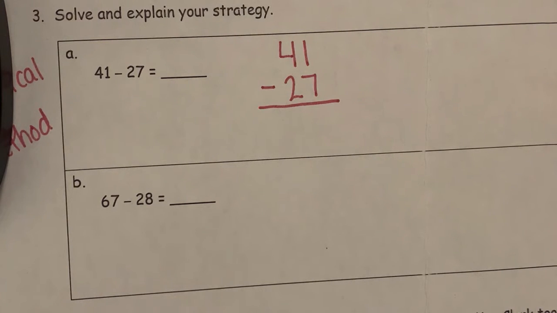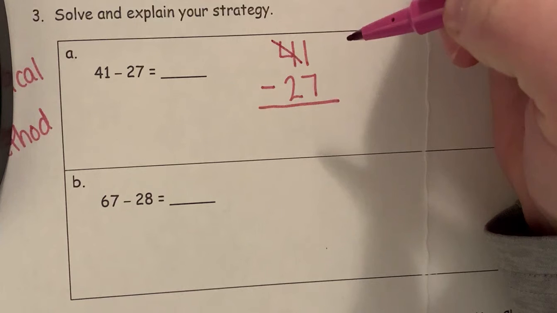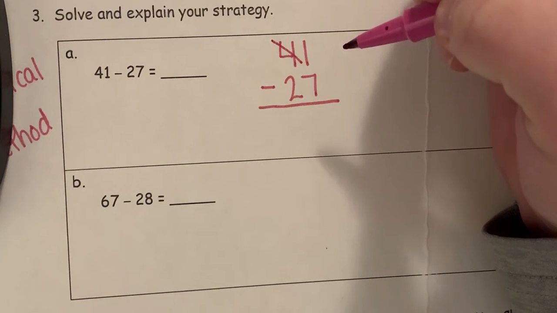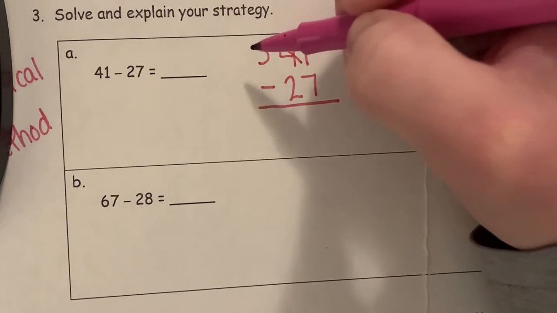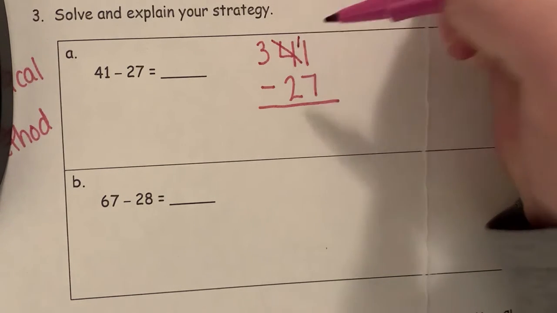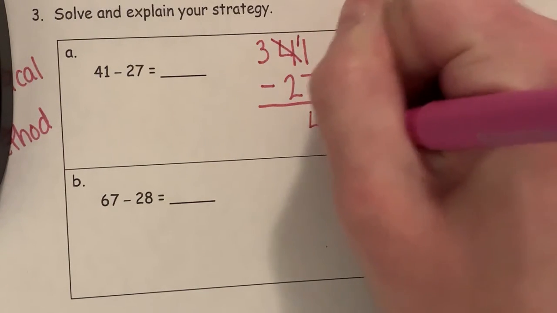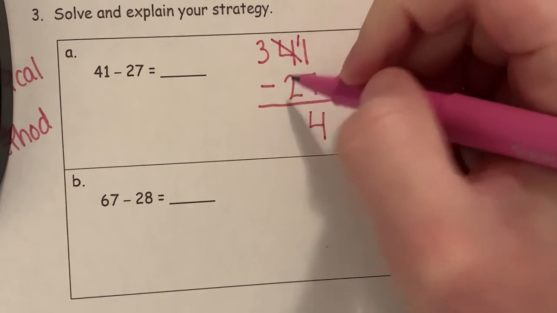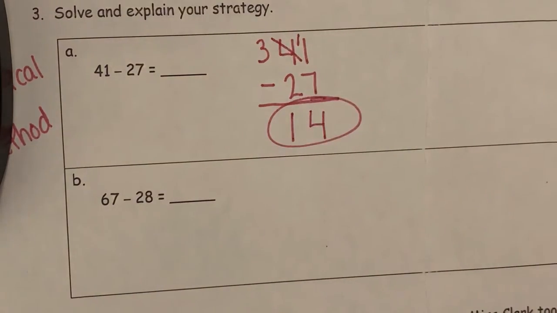So what we need to do is we need to unbundle a 10. So we're going to cross off the 4. Since we are unbundling a 10, we need to take 10 away from it. So the 4 becomes 3. And now we're going to add that 10 onto our ones place. So the 1 is going to become an 11. So now we can take 11 minus 7. So 11 minus 7 gives us 4. And 3 minus 2 gives us 1. So our answer here is 14.